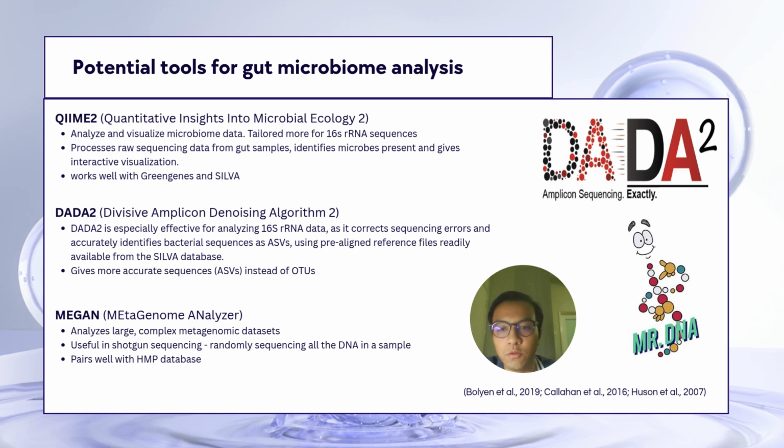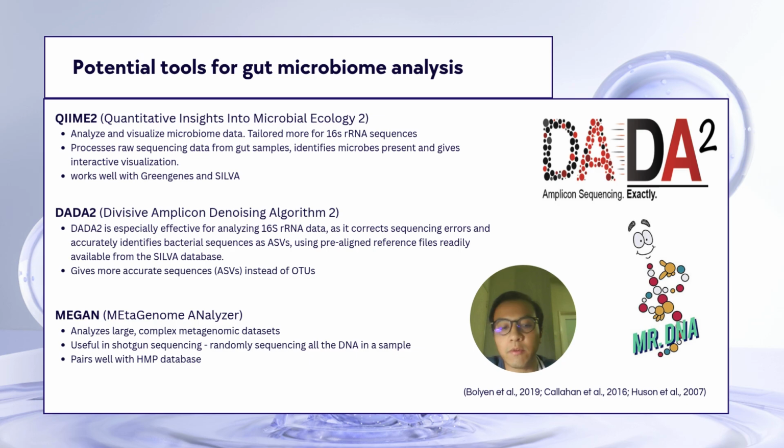Next, we have DADA2, which stands for Divisive Amplicon Denoising Algorithm 2. This is an effective tool in analyzing 16S rRNA sequences because, as the name suggests, it corrects sequencing errors. One benefit of DADA2 is that it gives highly accurate sequences in the form of amplicon sequence variants, ASVs, instead of OTUs. OTUs stand for Operational Taxonomic Units, as they group similar sequences together based on a similarity threshold.